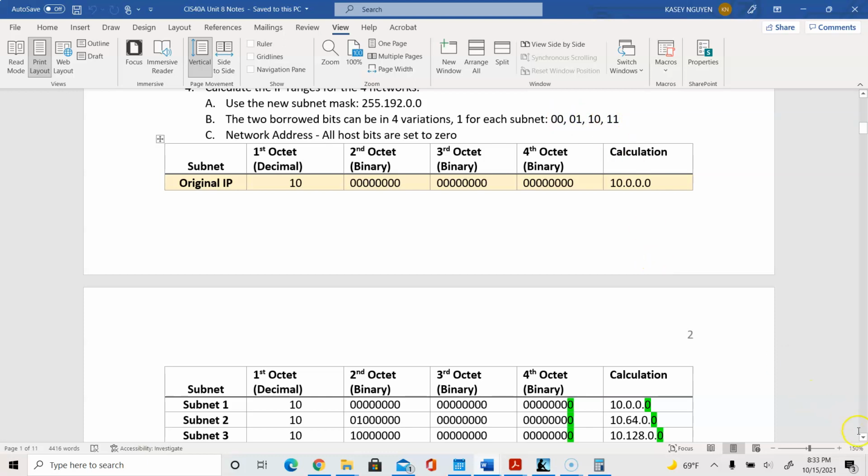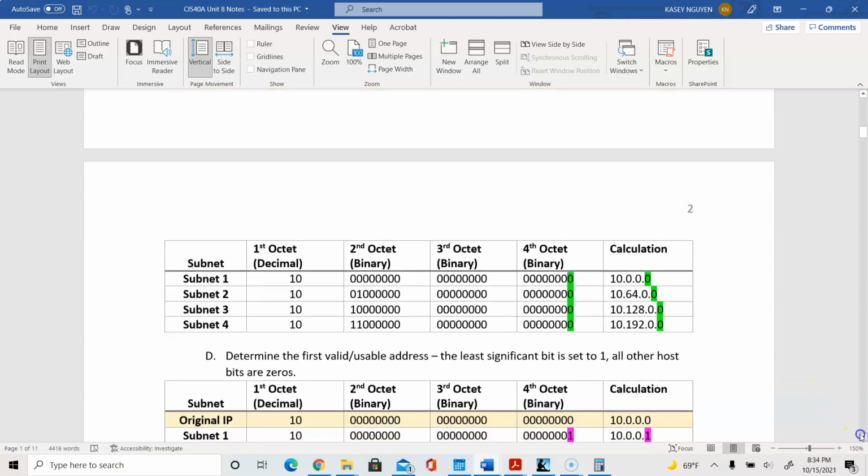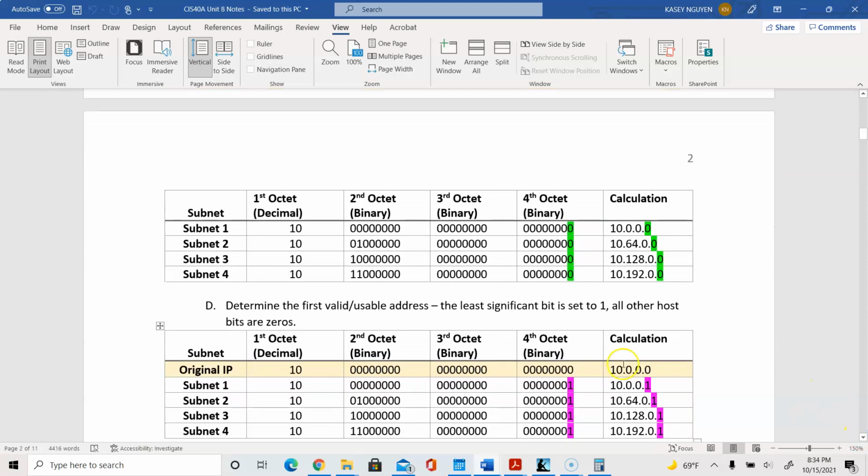Okay. So if you take a look at my table on page 2, you would see that we are going to keep the first octet the same, so that will be 10. And we need to take a look at the binary values of the subsequent octets, the second octet, the third octet and the fourth octet.